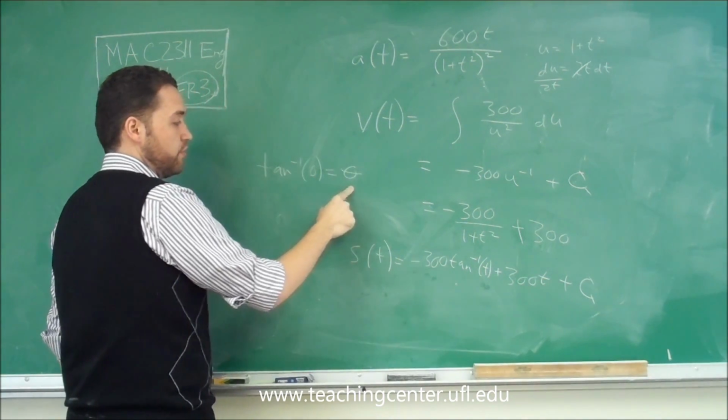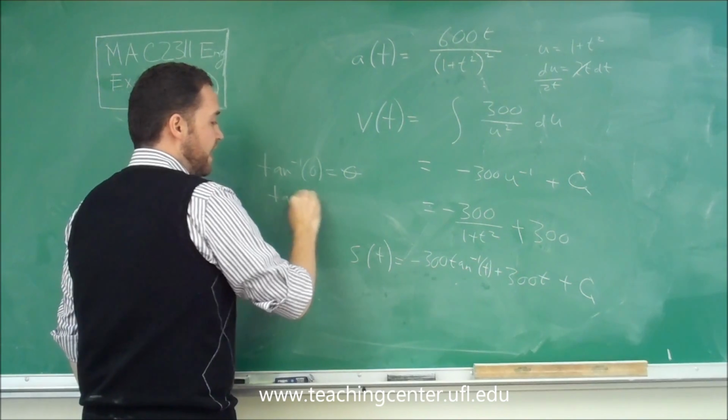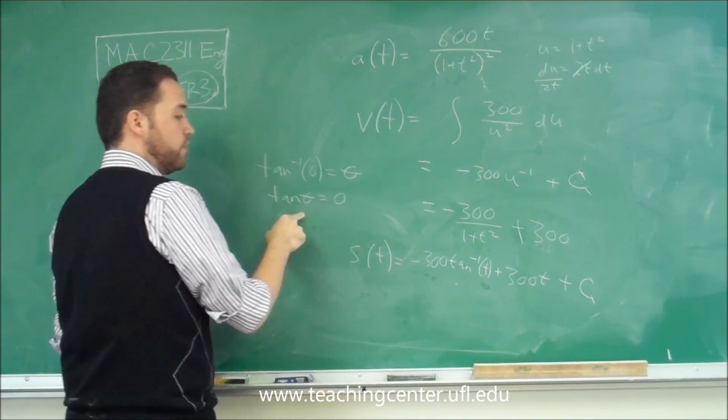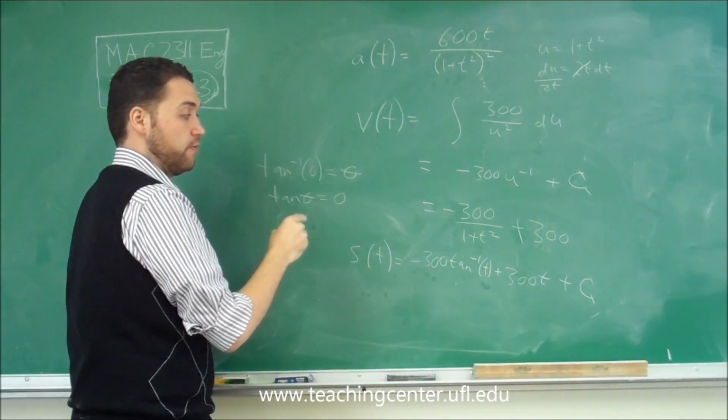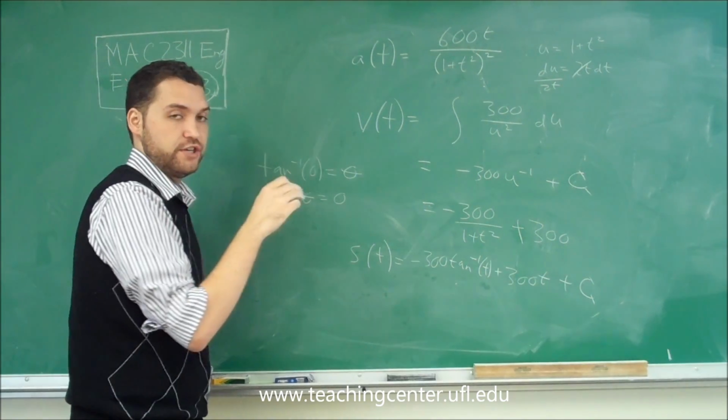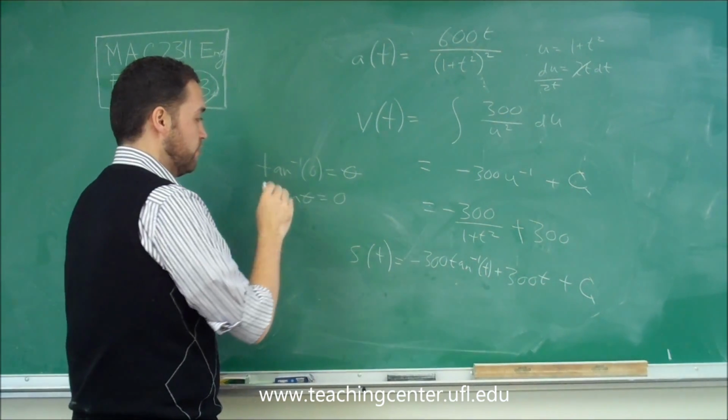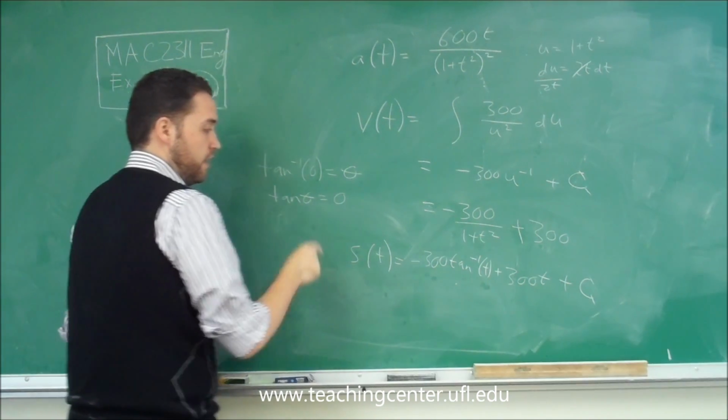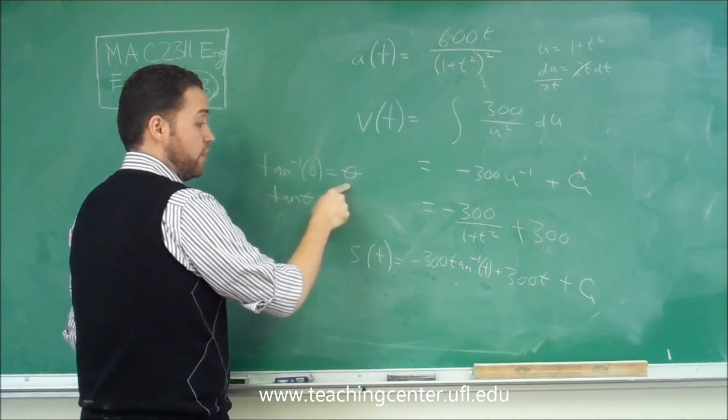that's just going to be some angle. So it's like saying tangent of what angle actually gives you 0. And the only angle that makes sense is going to be 0, because remember, the range of arctangent is negative pi over 2 to pi over 2. So 0 is the only angle that actually falls in that range that would solve this equation.